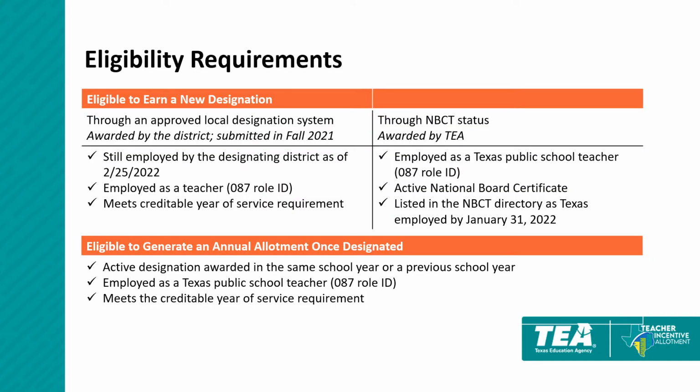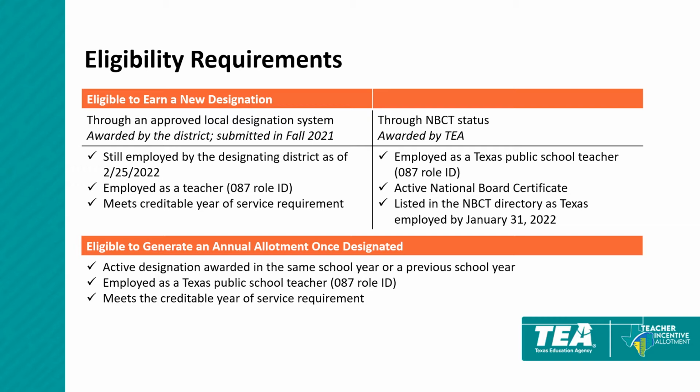Now we'll take a look at eligibility requirements so that districts can predetermine which teachers should generate an allotment. If you're a district that is not a cohort A through C approved district, the left will not apply. You will not have teachers earning a new designation through your local system just yet. That applies to cohort A through C districts who submitted new teachers this past fall.